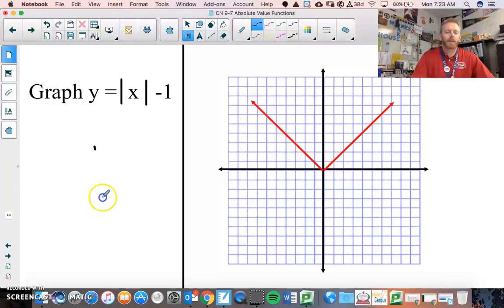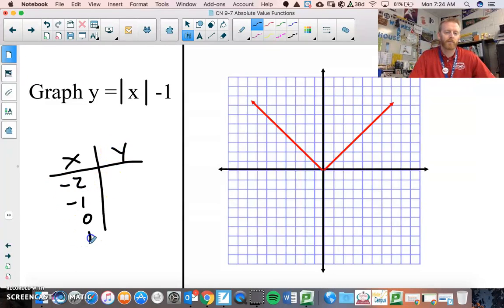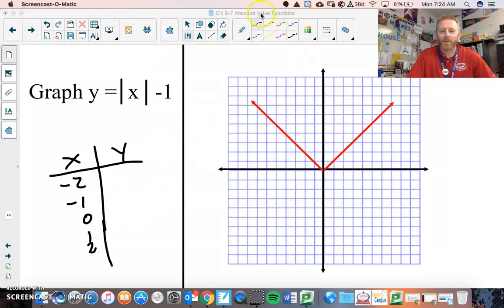So this one, same idea, absolute value of x, and then it says -1 on the outside. So if I plug in my numbers, sorry, I got quickly interrupted there.